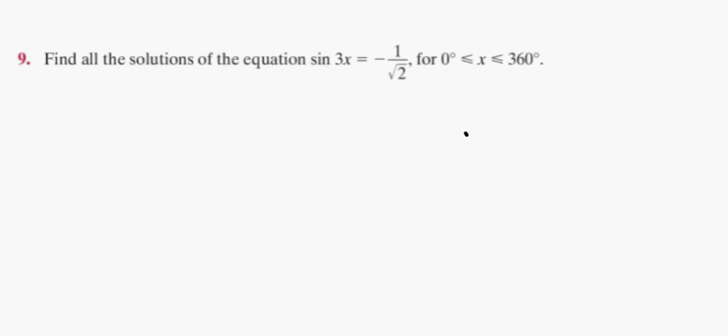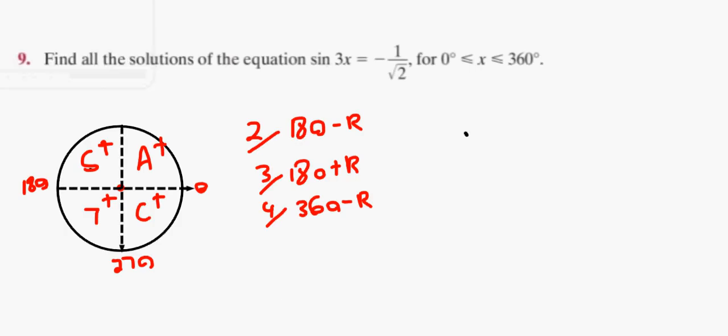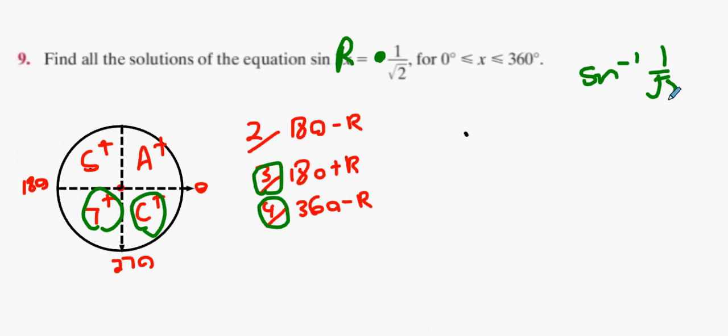Degree mode, which is nice. Alright lads, the sign is negative, which means you're dealing with quadrants 3 and 4. Ignore the fact that it's negative and just slot in an R. Sine inverse 1 over root 2. Anybody get 45? So the R value is 45 degrees.